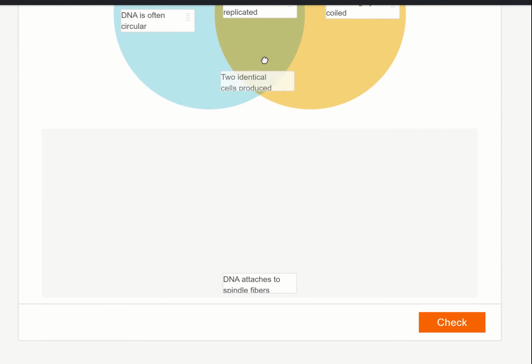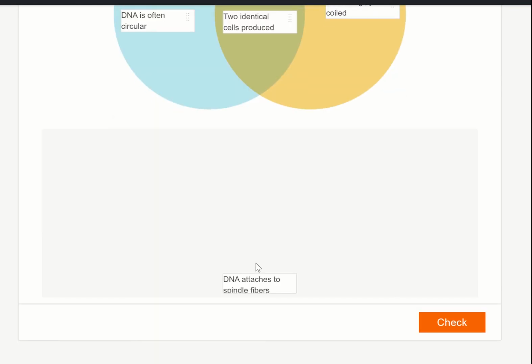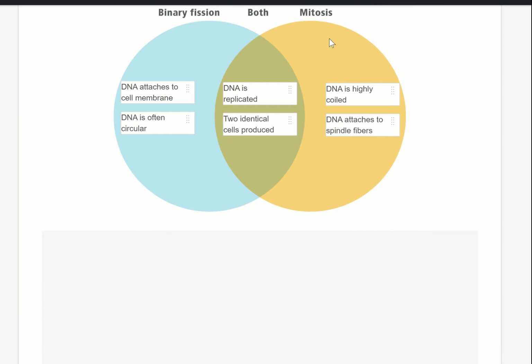2 identical cells are produced. That is both. That is very important because that's the whole goal. The whole reason we do this is to get 2 cells that are absolutely identical. And then the DNA attaches to spindle fibers. Remember, those spindle fibers are what pull the chromosomes apart in mitosis. So once again, that is the process of mitosis.